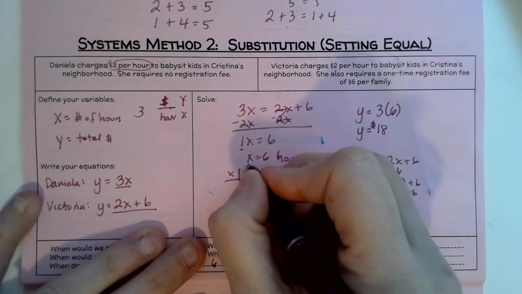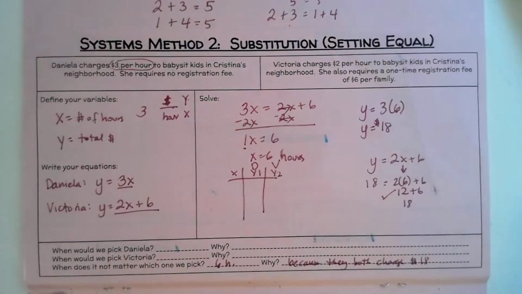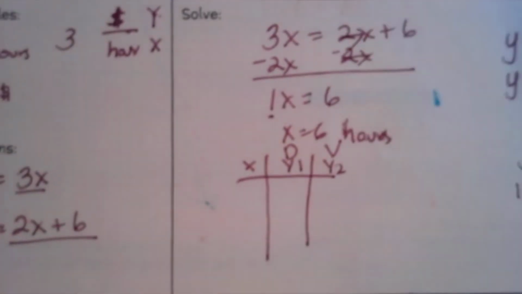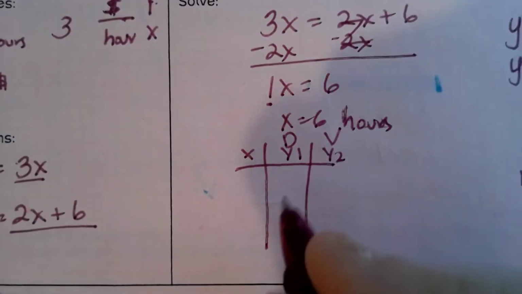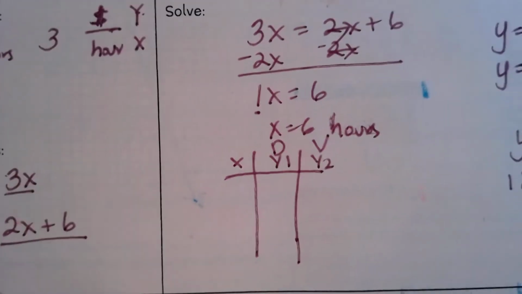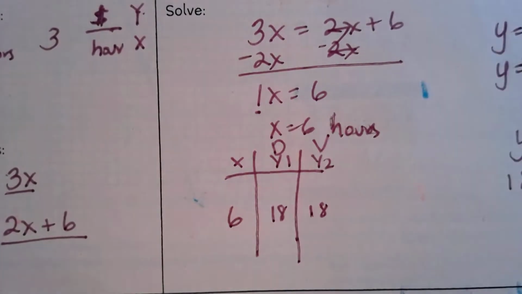And y1 is Daniela and y2 is Victoria. Okay? So let me zoom in on this a little bit. Okay, so let's focus. We could put this in a table and say, I know that at 6 hours they're the same. They both charge $18, right?